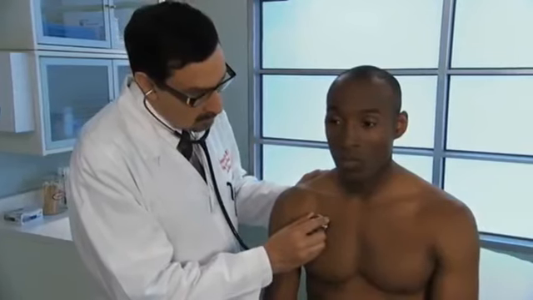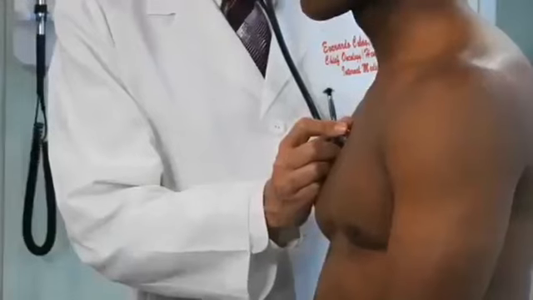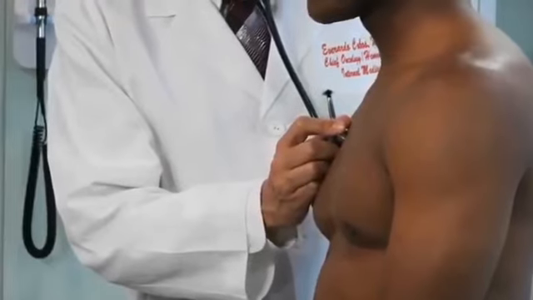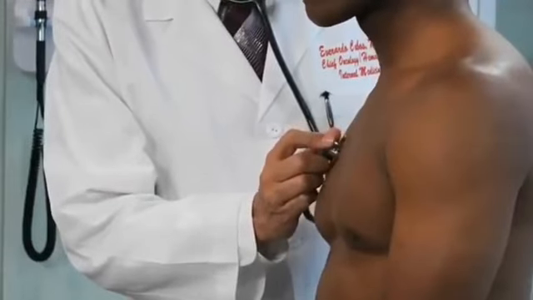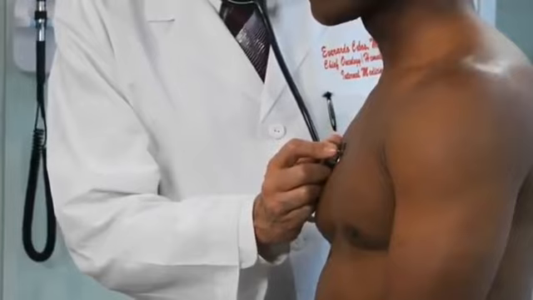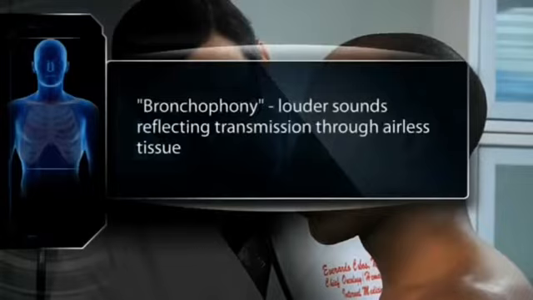If you hear abnormally located bronchovesicular or bronchial breath sounds, assess transmitted voice sounds. While auscultating the chest, again ask the patient to say 99. Normally, the sounds transmitted through the chest wall are muffled and indistinct. Louder sounds reflecting transmission through airless tissue are called bronchophony.